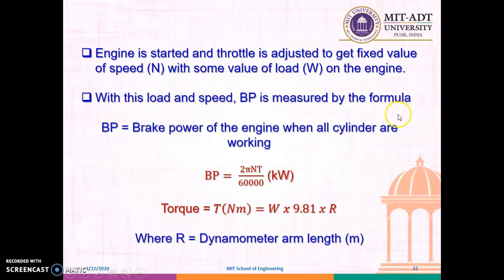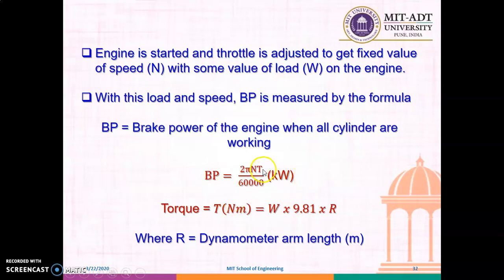Now we have to do some calculations here. See here, this brake power is the brake power of the engine when all cylinders are working. How to calculate this brake power? This is the usual formula. Brake power is torque into angular velocity, that is 2 pi N divided by 60. Now here there is a 60,000. This 60 is because N is in RPM, we have to convert it into RPS, that is revolutions per second. And why is this 1000 there? That is because we require brake power in the unit kilowatt rather than watt.